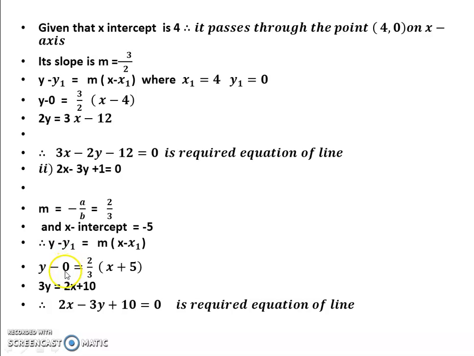So y1 is 0, m is 2/3, and x1 is minus 5. Minus and minus makes plus 5. 3 goes to this side. 3y is equal to 2x plus 10. If you write 3y on this side, 2x minus 3y plus 10 is equal to 0 is the required equation of the line.